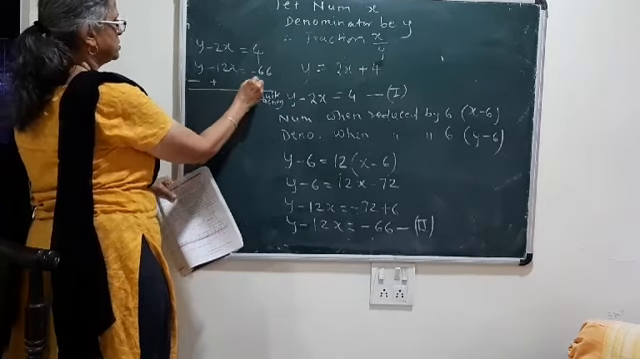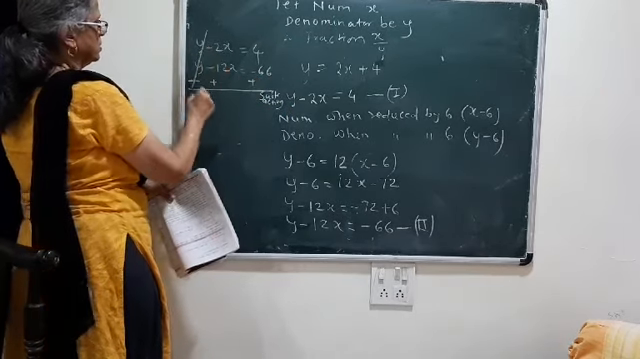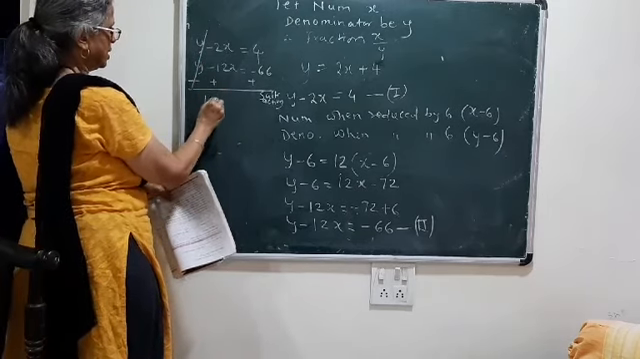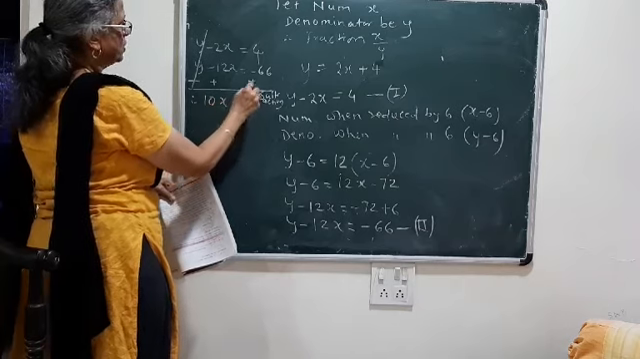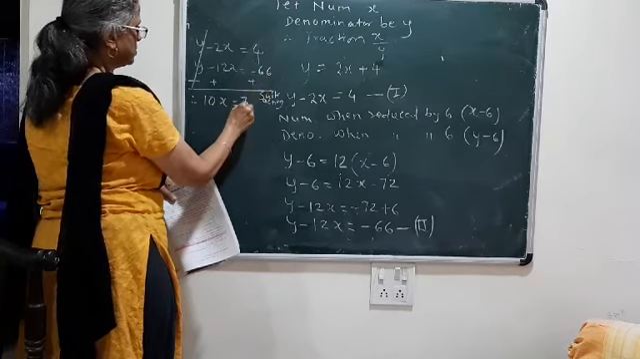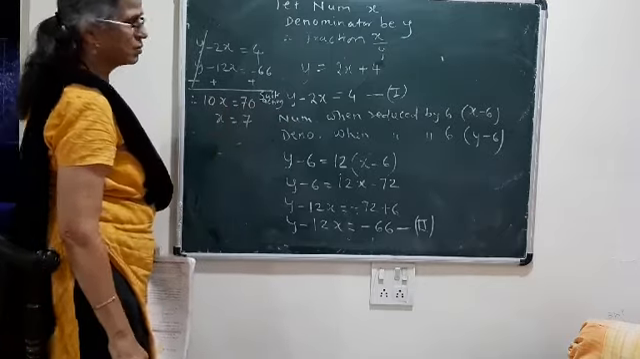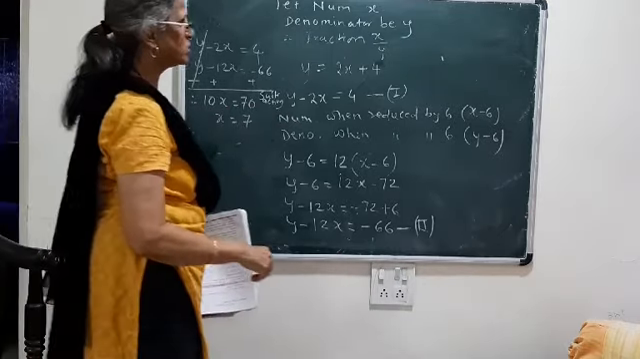Minus plus plus. So plus 12x minus 2x will become 10x. Plus 66 plus 4 we have 17. So x is equal to 7. Followed, x is equal to 7.